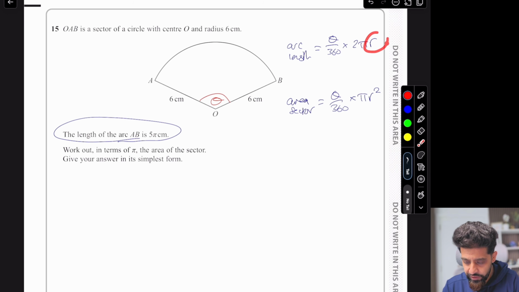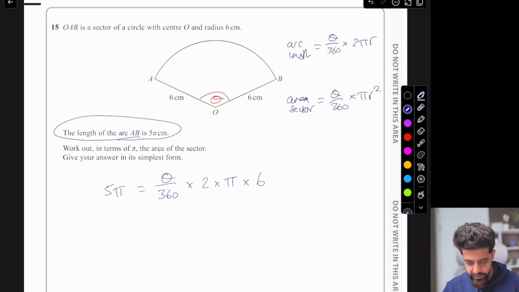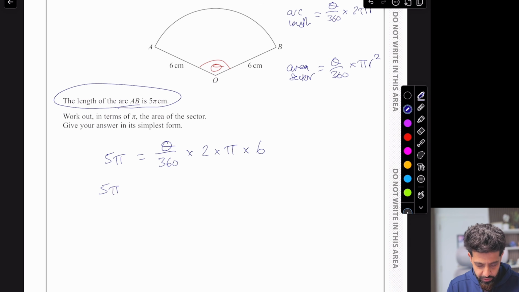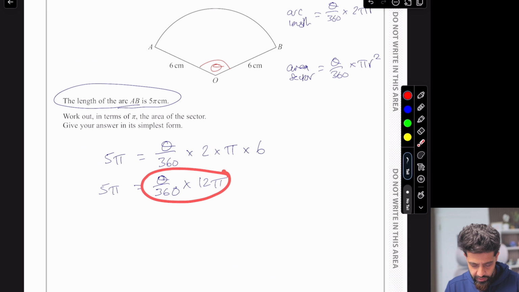All right, so we are given the radius is 6 centimeters. We know the arc length is 5 pi. So the only thing that will be left to find is that theta right there. So we can have arc length, which is 5 pi, is equal to theta, which we're trying to find, over 360 times 2 times pi times 6. So if we work on that, we get theta over 360 times 12 pi. That's doing the 2 times the 6. And then we've got this to deal with.